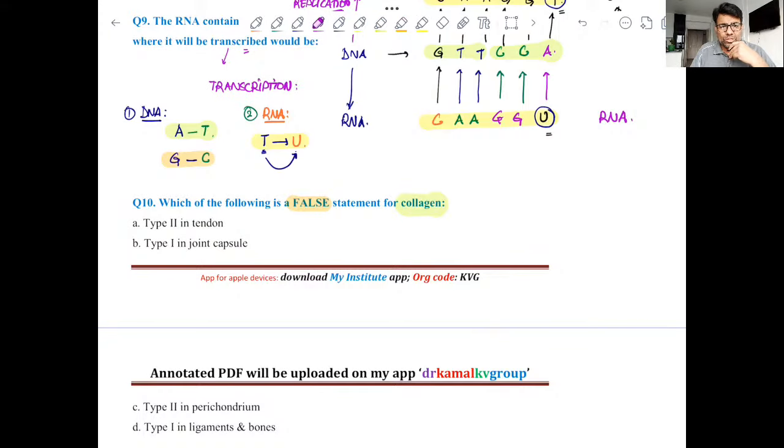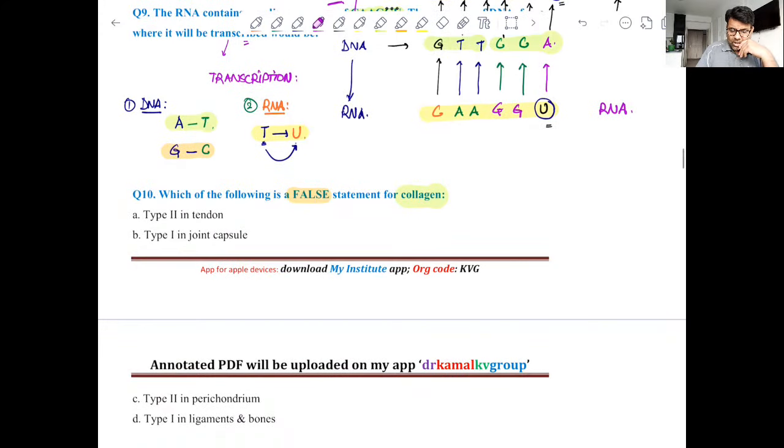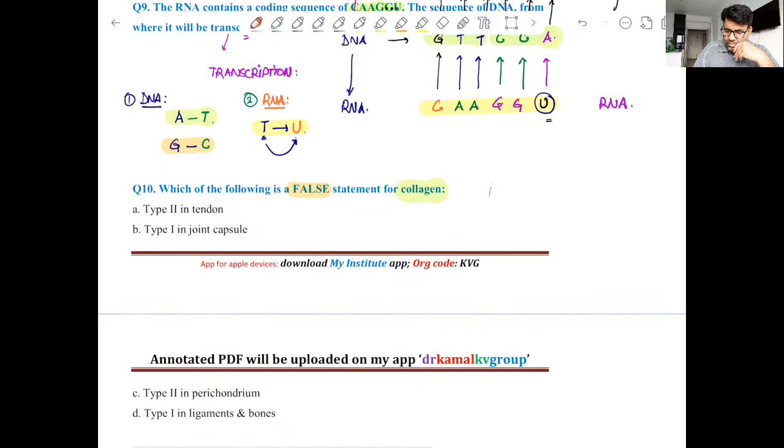Now I think most of you must be knowing that collagen is the most dominant protein in the body. Here in bones and tendon, especially, it is type 1. Clear? So bones and tendons, it is type 1.